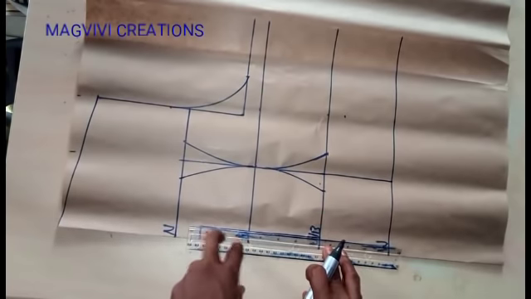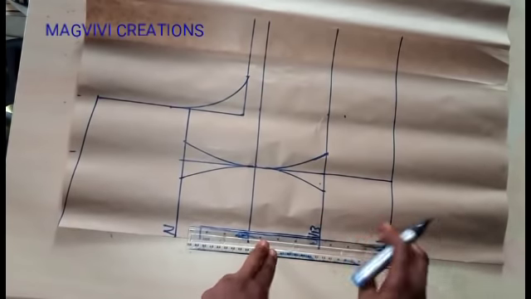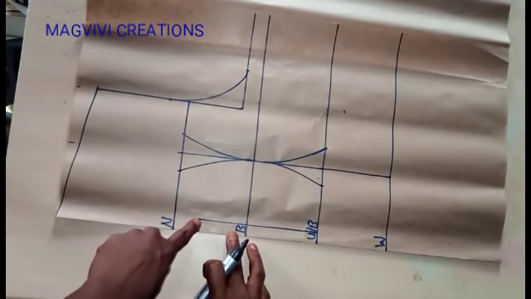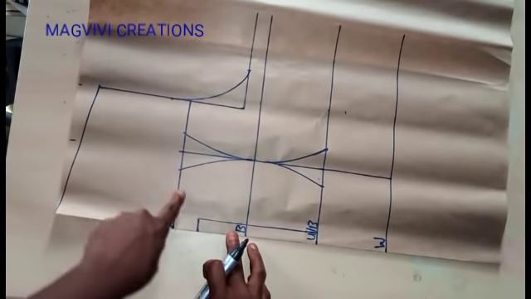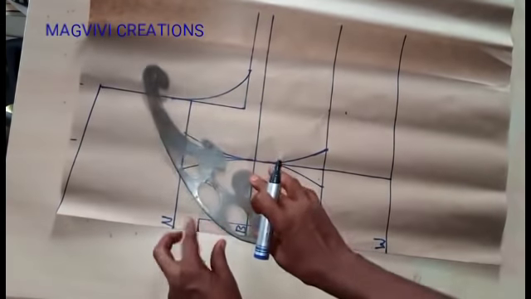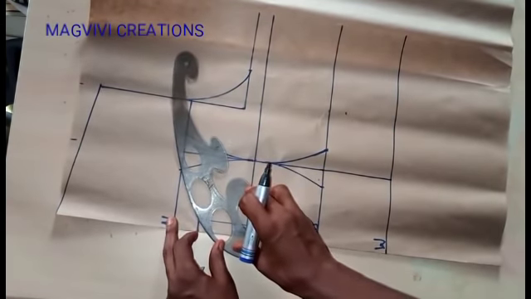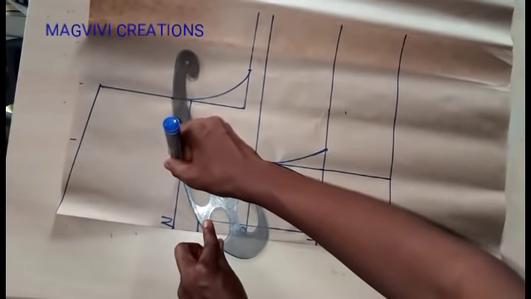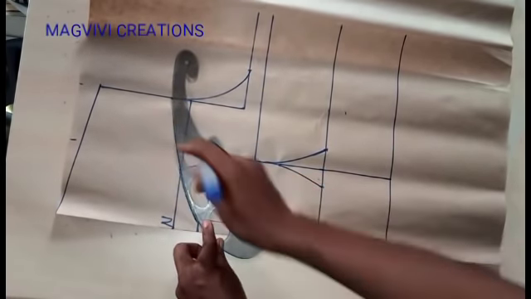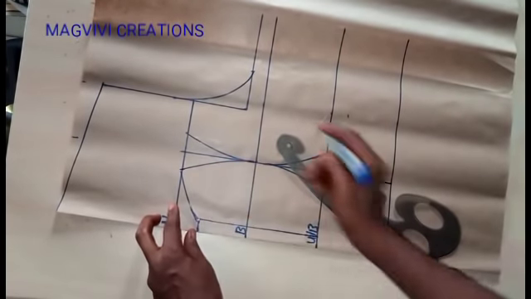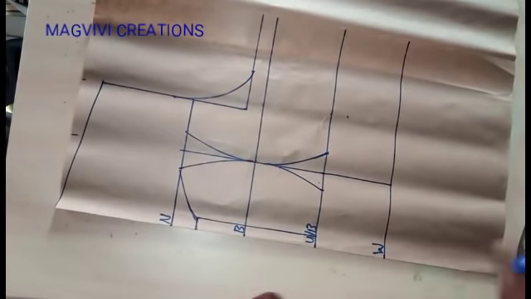Just mark it to the under bust point like so. Now you connect from this point to the neckline. You can use a curve to do that, or you can use your free hand. Just connect like so. Make sure it's touching here, please. By the time you have done this one, we are settled here.